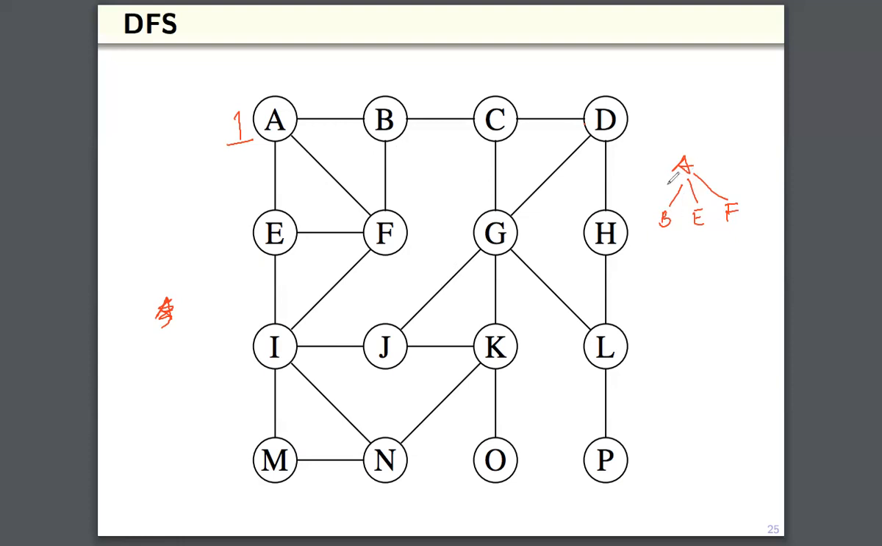Now look at this. These are the neighbors of A. If that neighbor is unvisited, visit it. So B is unvisited. So call DFS of B. Increment the count. Mark B as 2. So this is 1. Mark B as 2. And look at all the neighbors of B. What are the neighbors of B? A is a neighbor of B. C is a neighbor of B. F is a neighbor of B. That's it, right? But A is already visited. We don't care for A.